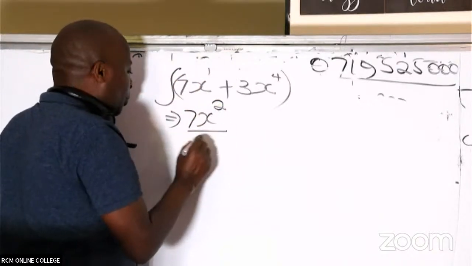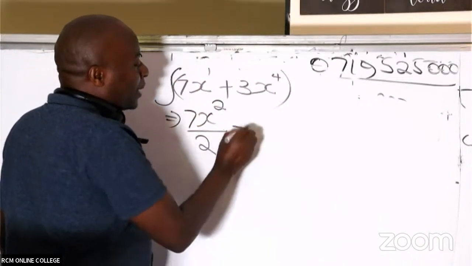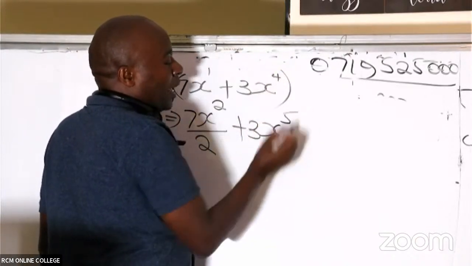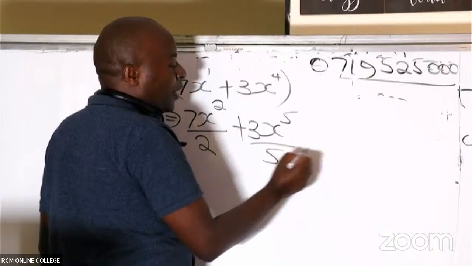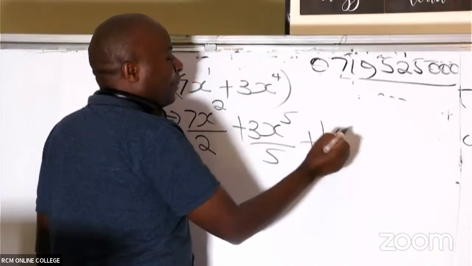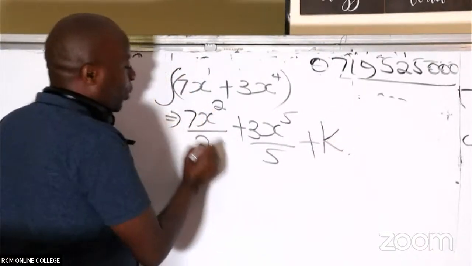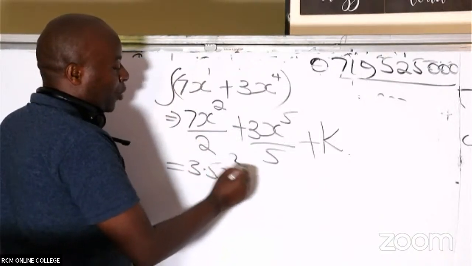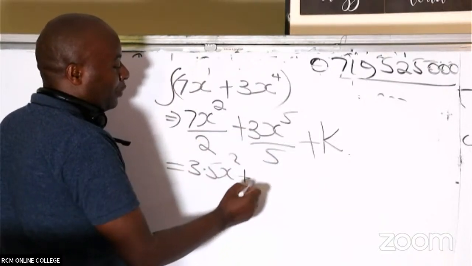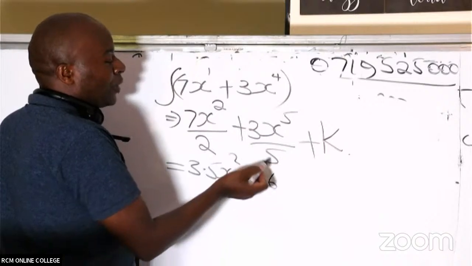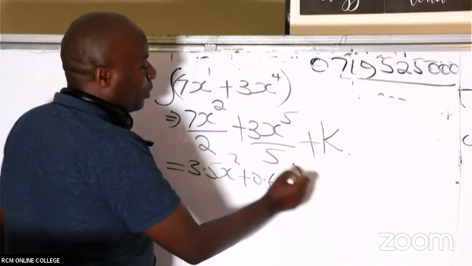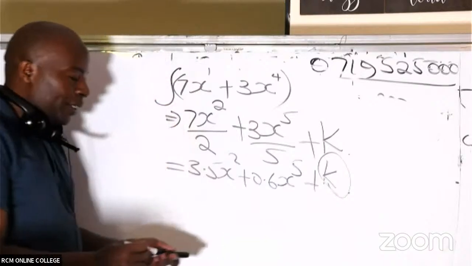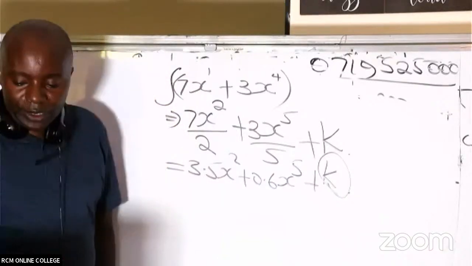Don't forget the concept of dividing by the new power. Plus, ladies and gentlemen, we have here 3x raised to power 4 plus 1 gives me 5. Divide this by 5. So at the end of the day, we have here plus K. And then, of course, 2 and 7 will be able to cancel each other there at 3.5 x squared. This can be taken as 0.6 if you so wish, but you can leave it like that. 0.6 x raised to power 5 plus K. So this K is the constant of integration.